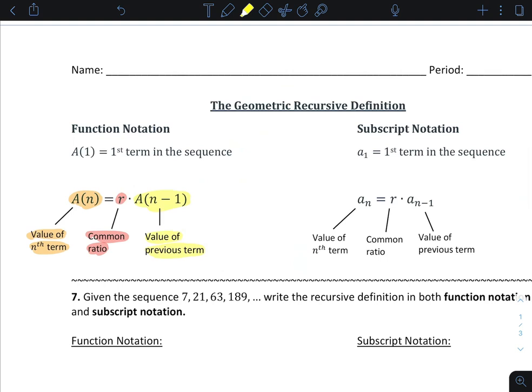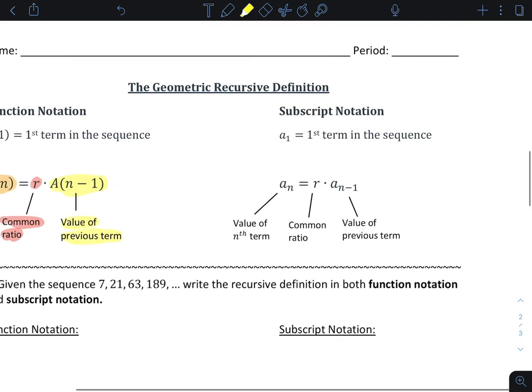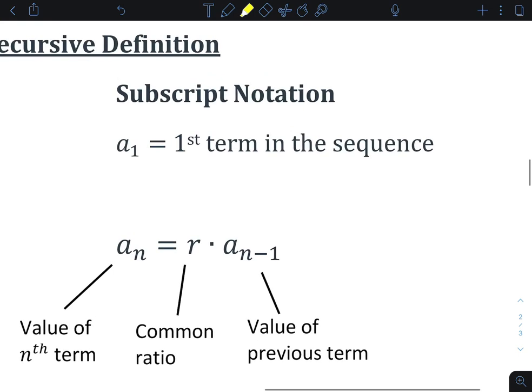And the same thing for subscript notation. So this may be new to you. Notice it has an A and a small 1. That small 1 is called a subscript. That is not, I repeat, it is not A times 1. That is not how you say it. You might be able to say A sub 1 or A1. Well, in this case, A1 is the first term in the sequence.